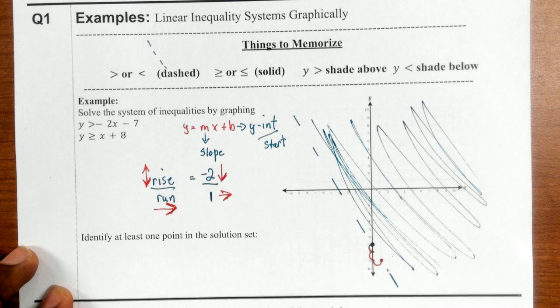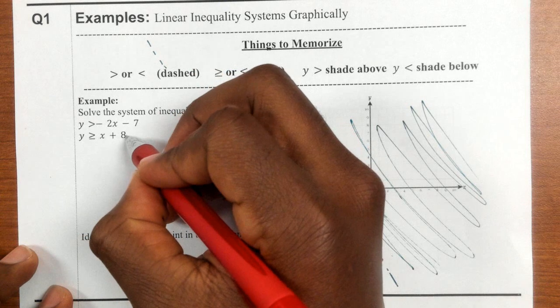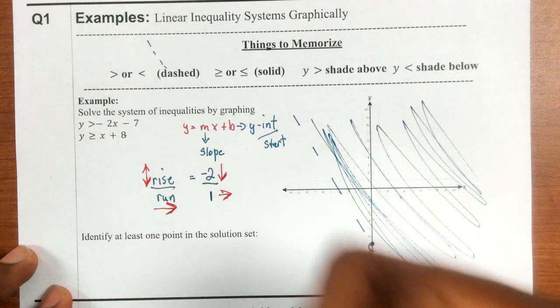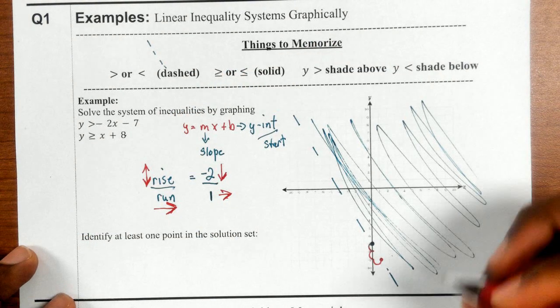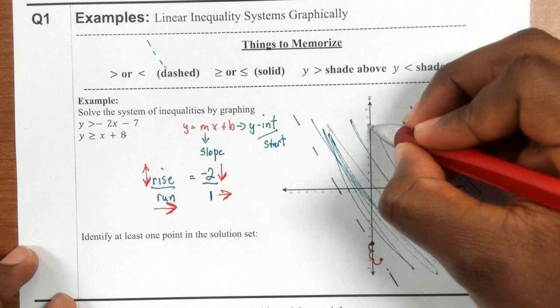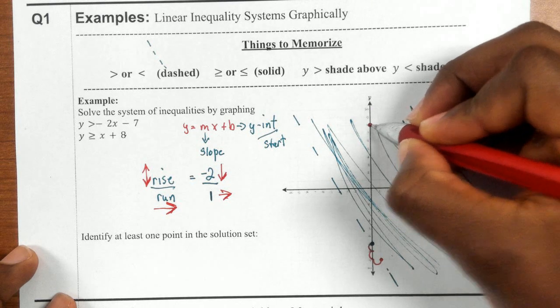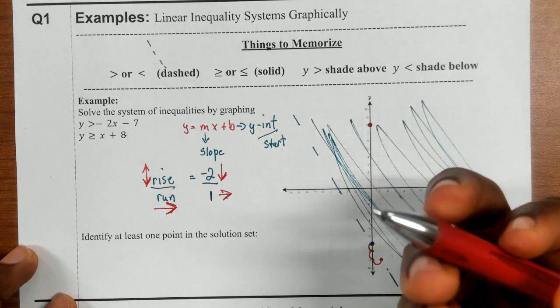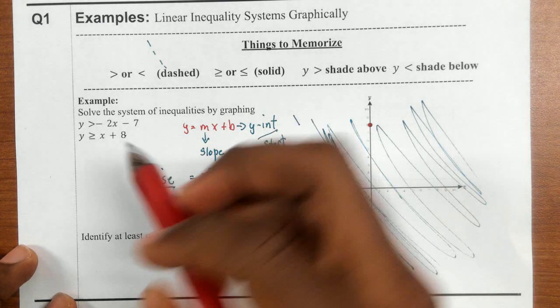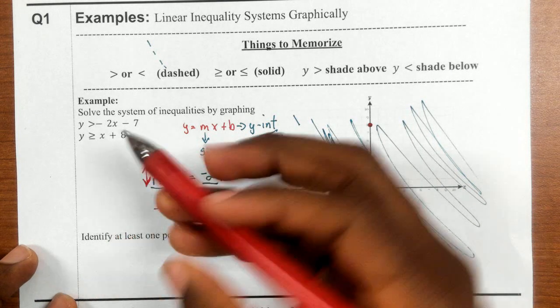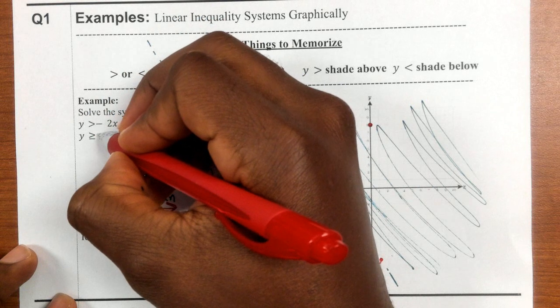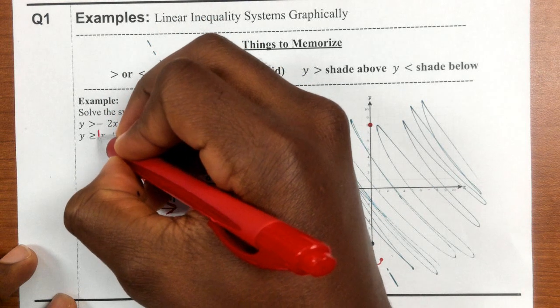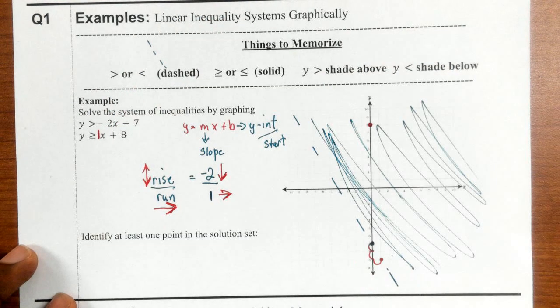Now we're going to graph our next line. You graph your +8 first because that's your y-intercept. So +8 will be somewhere right here. Now I'm going to apply my slope. What is my slope? Well, my slope is what is in front of my x, and that's a 1.